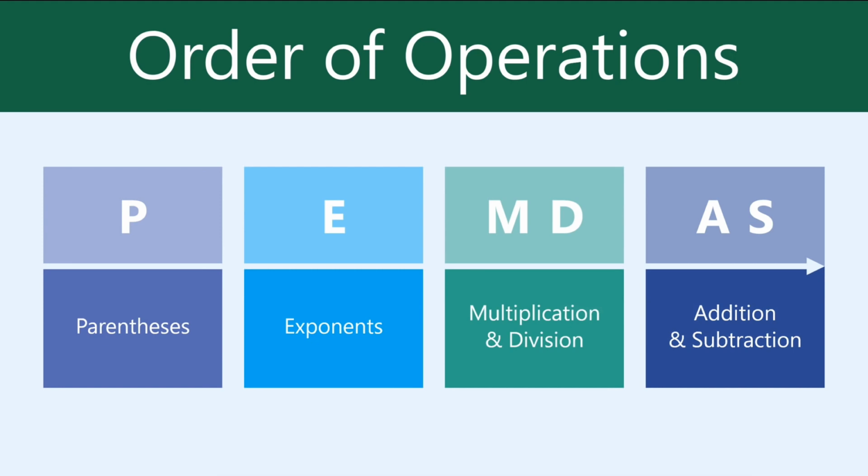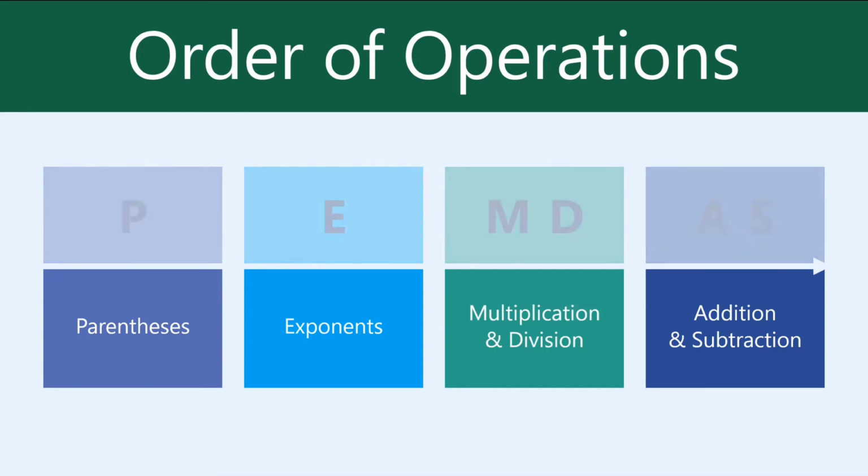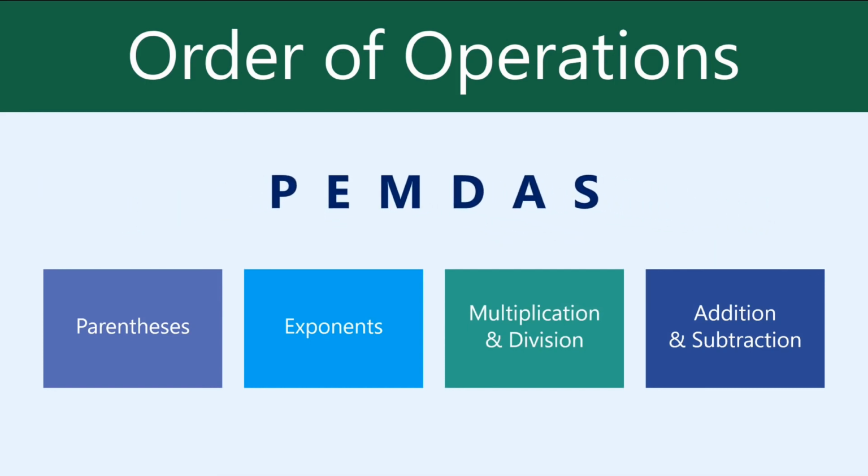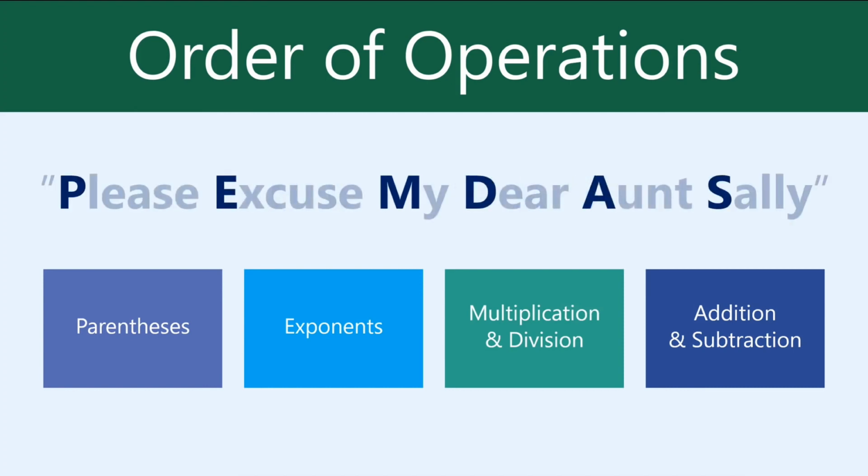Excel knows to use the order of operations whenever it calculates a complex formula. It's important that you remember it so you can create formulas that'll give you the correct answer. To remember the order, you can just use the acronym PEMDAS. Or to make it even easier, remember the phrase, "Please excuse my dear Aunt Sally." Let's take a closer look at some examples.